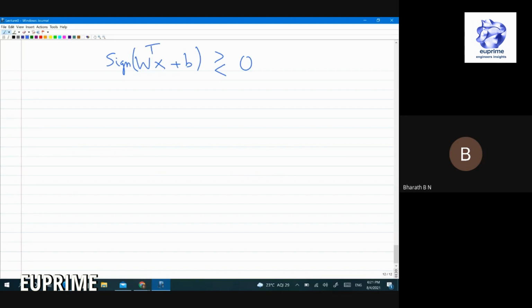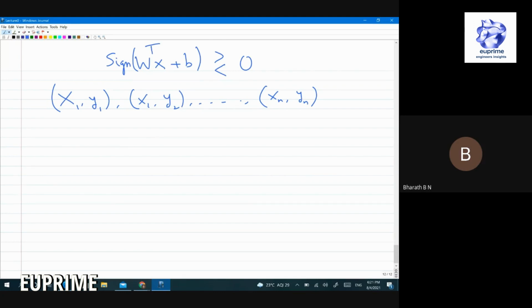Now supposing I have this data: x1, y1, x2, y2, and so on, up to xn, yn. You have n data points. So how do you figure out this plane given these data points? Of course, yi is basically +1 or -1, spam or non-spam. So what do you do?